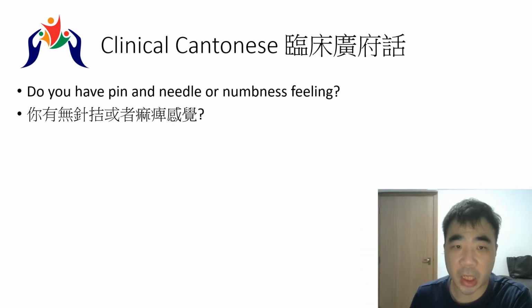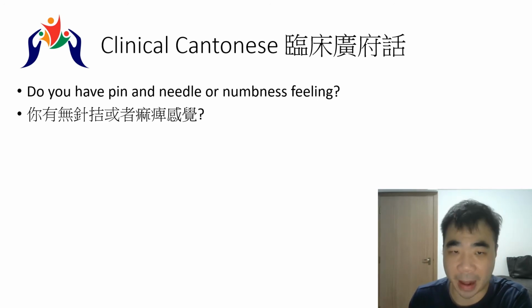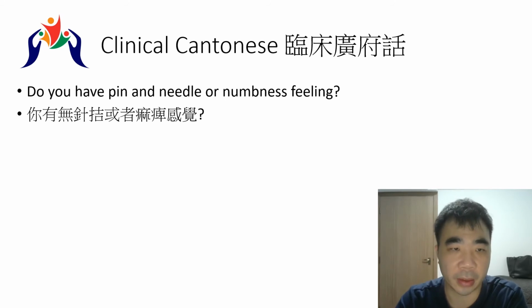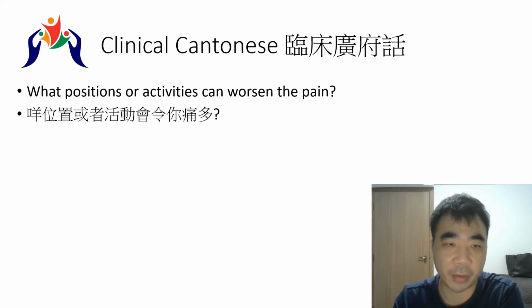Okay, this is a rather longer sentence. In our context, if you suspect any neurological symptoms or nerve compression, we ask these questions. Do you have pins and needles or a numbness feeling? In Cantonese we ask, 你有冇針吉或者麻痹嘅感覺? 你有冇針吉或者麻痹嘅感覺? This is a rather long sentence because of two objects here, pins and needles and numbness. This question is rather important for differential diagnosis for every single healthcare professional.